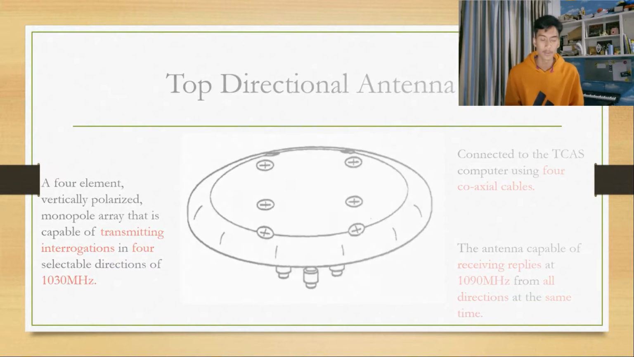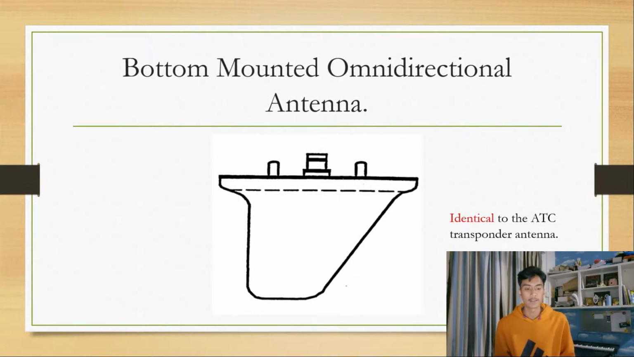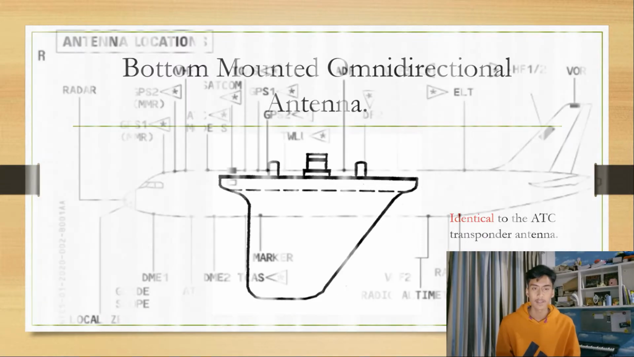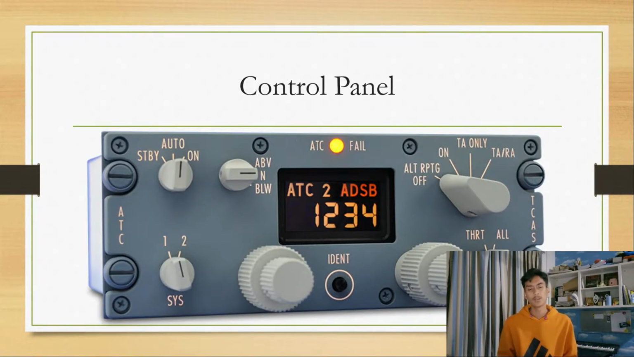Now, the bottom mounted omnidirectional antenna is basically identical to the ATC transponder antenna. This picture shows the antenna locations. The last component of the TCAS is the control panel. There you can see many selections using the knobs on the control panel.